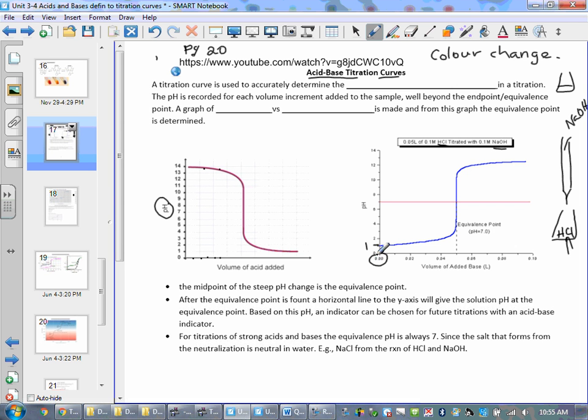Okay, so we start adding base into here, and we still have extra acid left over. Should our pH still be pretty low? Yeah. Does it make sense that as we keep adding base, we're reacting that acid, neutralizing it, so there's less acid in there, and the pH is climbing up a little bit? Does that part make sense?